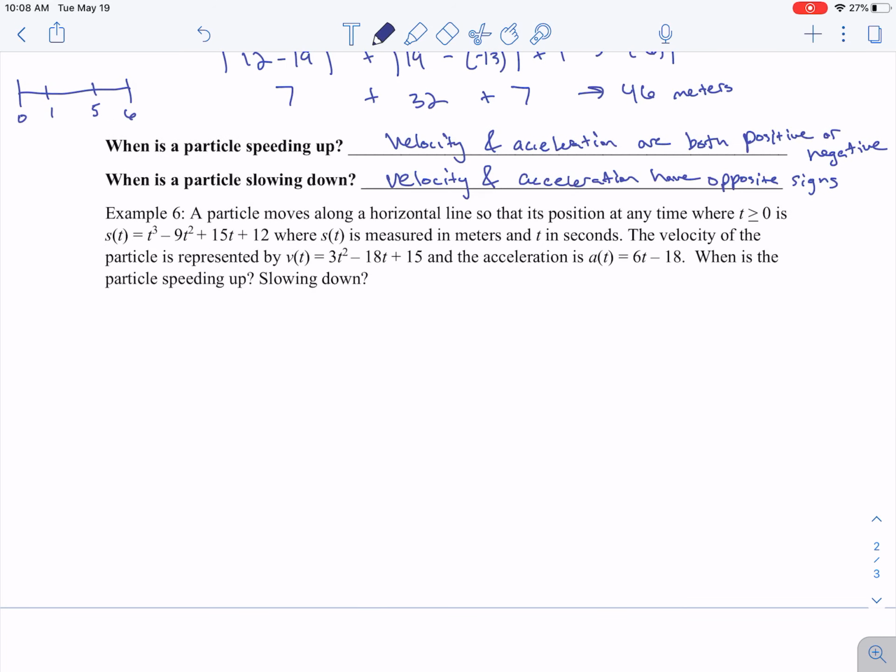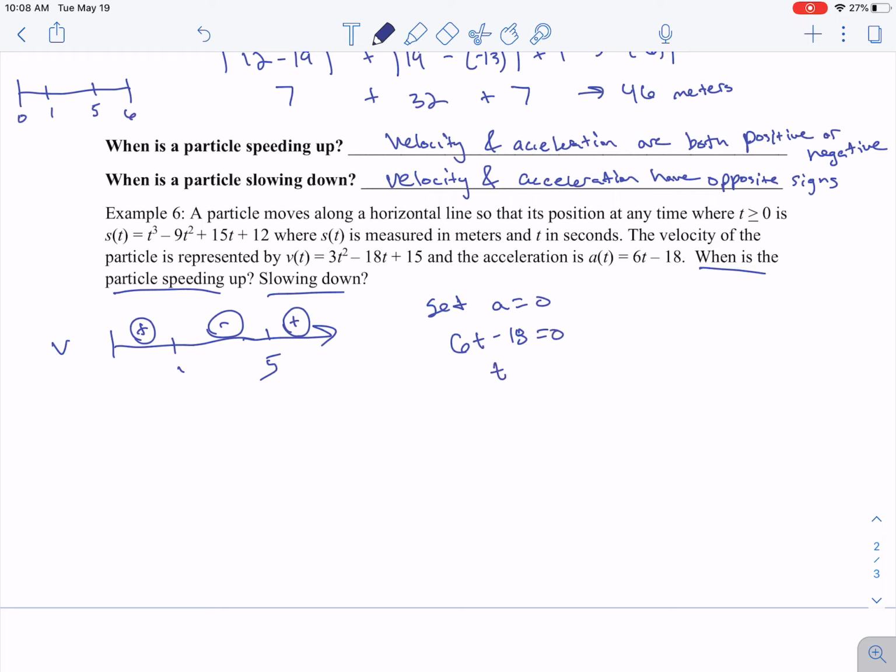So same prompt here. When are we speeding up? When are we slowing down? So real quick, I have that number line from velocity from earlier. Going to copy it down here. We need to do the same thing for acceleration. So we need to set a equal to 0. So when we do that, we get 16 minus 18. This way I can figure out when my acceleration changes from negative to positive or positive to negative. So at 3, it changes.